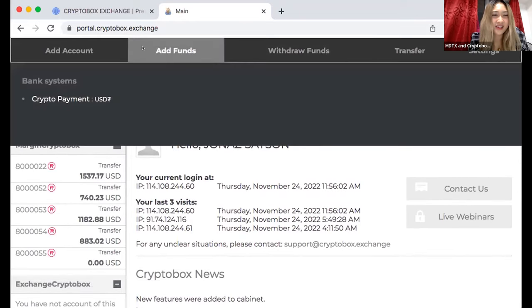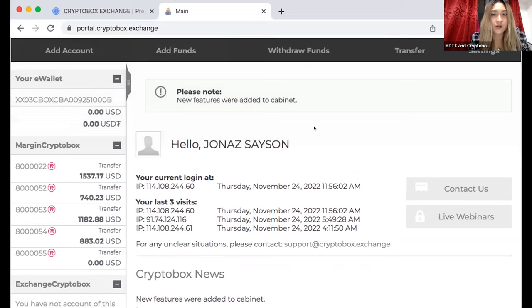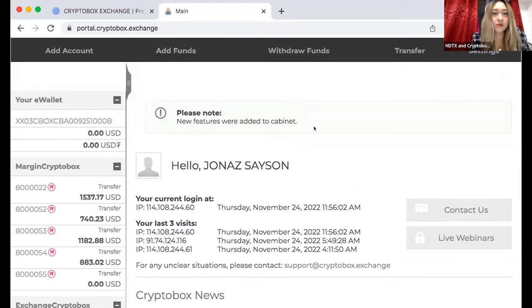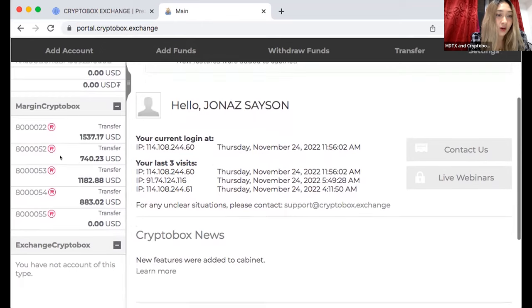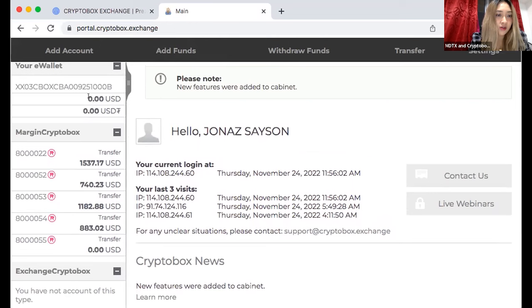Okay, so under your add funds tab, this is where you're gonna go to add your funds. Especially for those people who don't really know what goes on when it comes to adding funds, once you click add funds, it will go straight into your e-wallet. So just because you have money in your e-wallet, you can't do any trading yet unless you transfer those funds from your e-wallet to your margin or exchange account. So that is actually what has happened here. That's why there's no money in the e-wallet, as they all have been transferred into these accounts respectively.